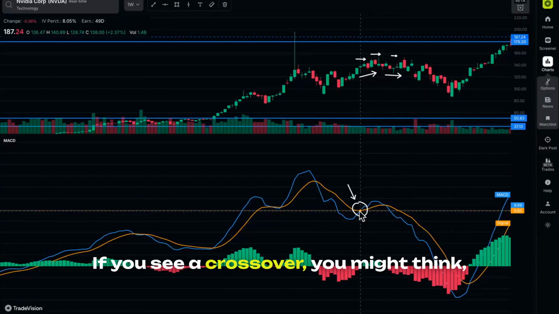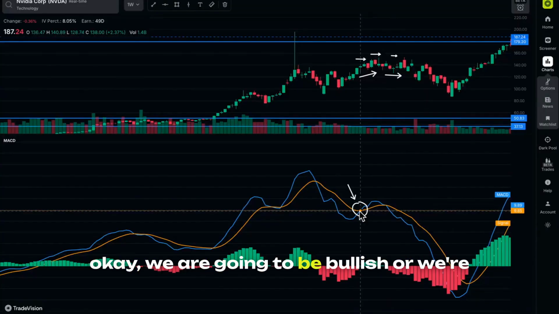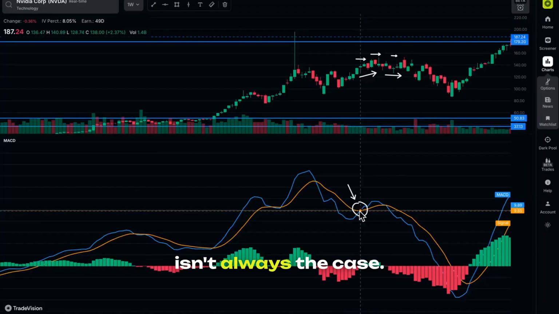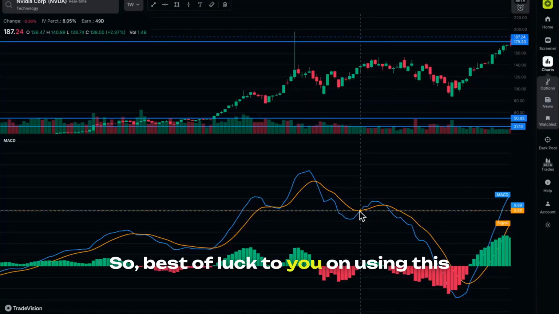If you see a crossover, you might think, oh, okay, we are going to be bullish or we're going to be bearish, but sometimes that isn't always the case. So best of luck to you on using this fantastic indicator for identifying potential momentum in your trades.